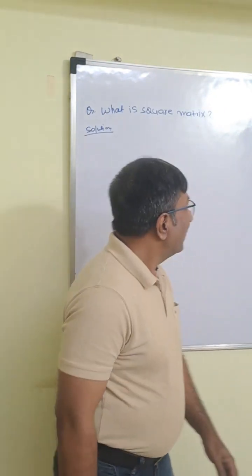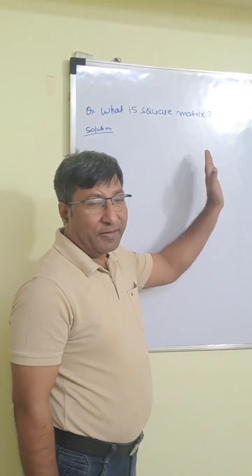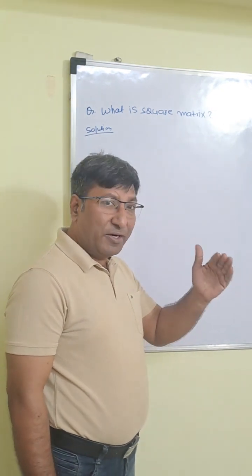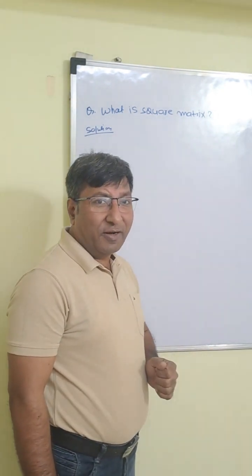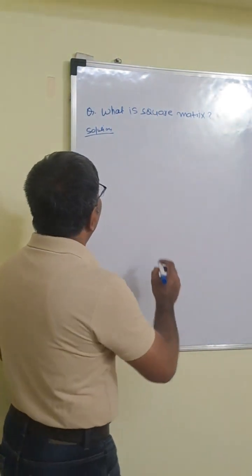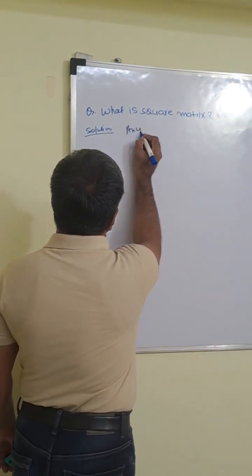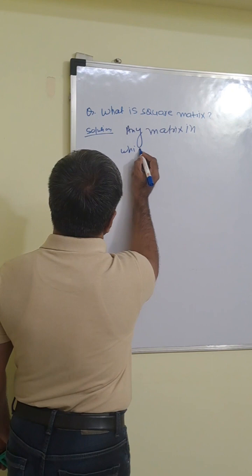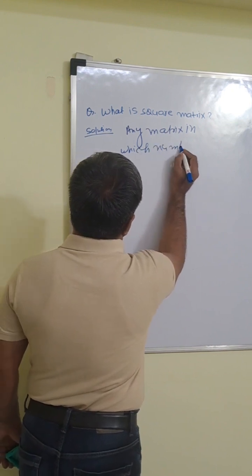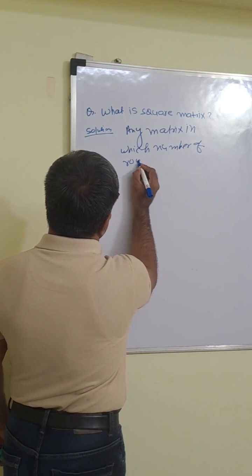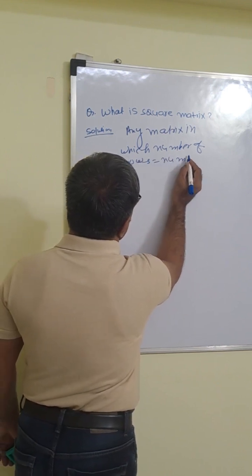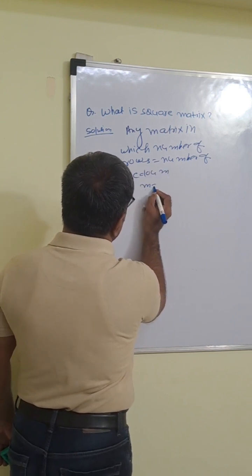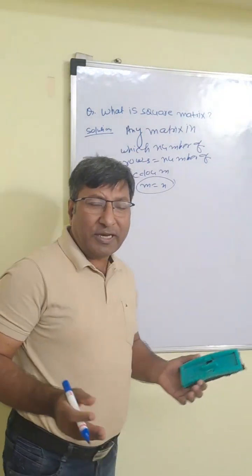Let us see the question. Question is what? What is a square matrix? So any matrix is called a square matrix in which number of rows equal to what? Number of column. So right answer is any matrix in which number of rows equal to number of column. That is m equal to n, where m is number of rows and n is number of column.